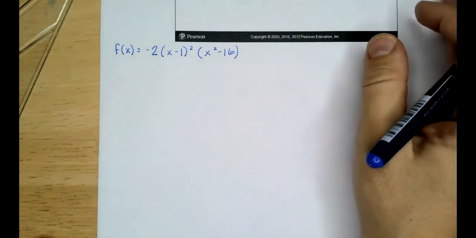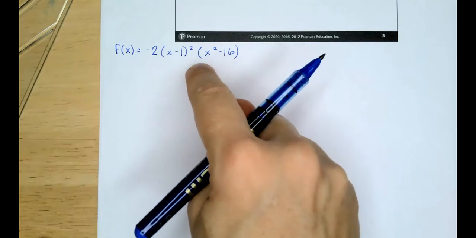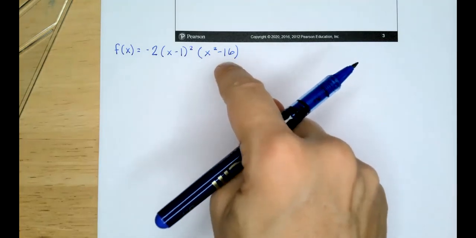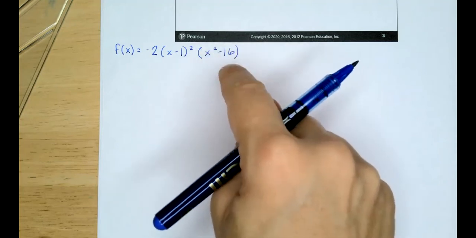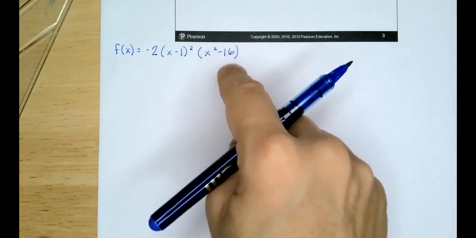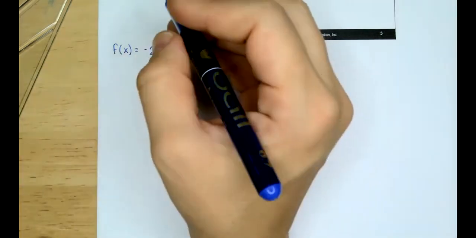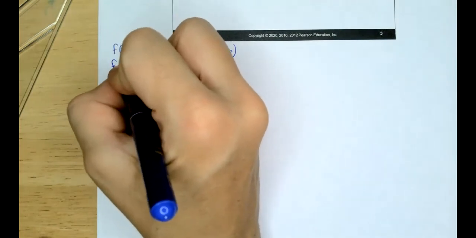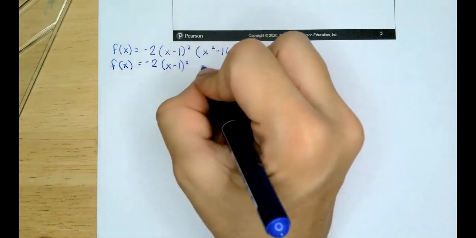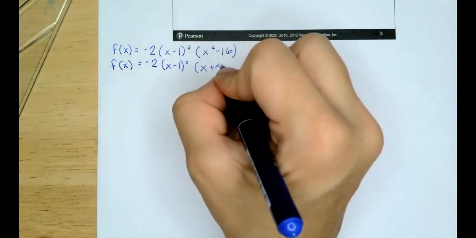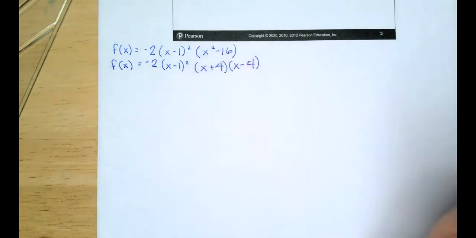Okay, I want to rewrite this. This is a difference of 2 squares because we have a minus, we have a perfect square of x squared, and we have a perfect square of 16. So the square root of x squared is x, and the square root of 16 is 4. So this is a difference of 2 squares, and I'm going to rewrite it in its factored form because that is easier to find the zeros. -2 times (x minus 1) squared times (x plus 4) times (x minus 4).